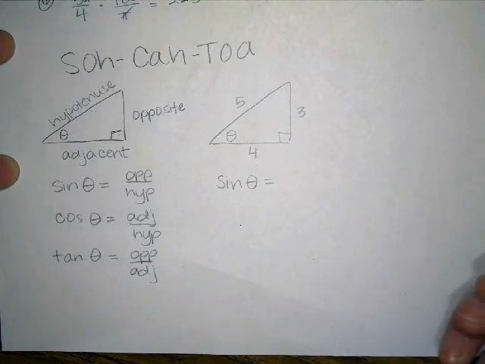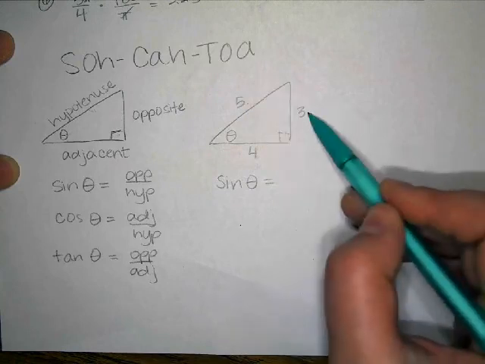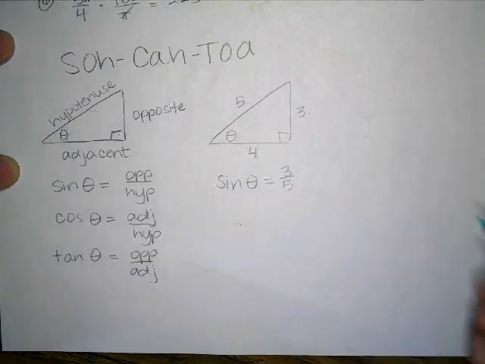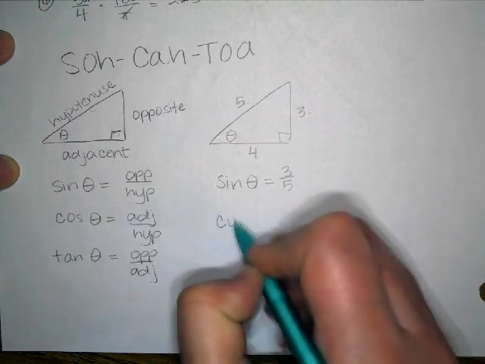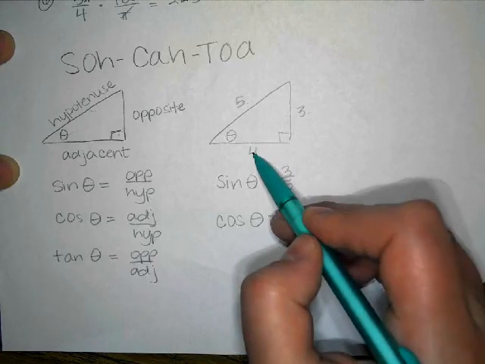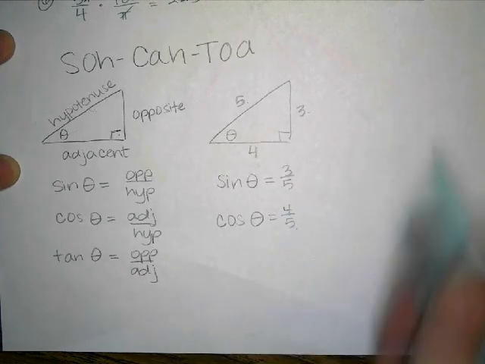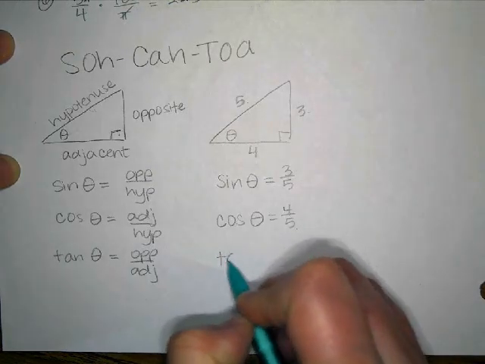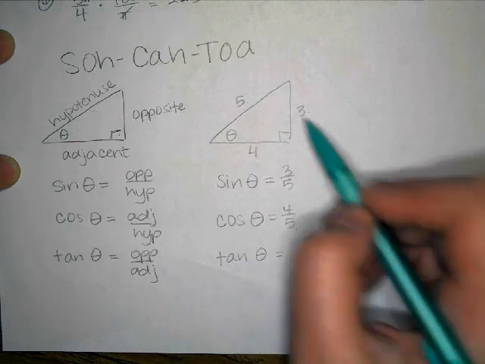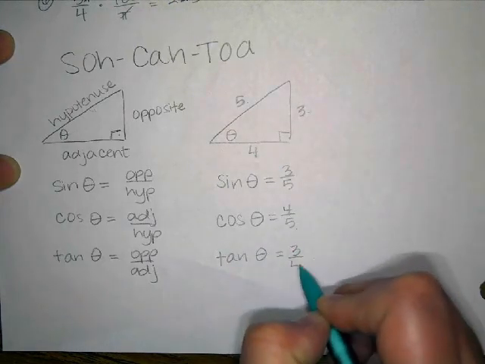Okay? What would you say for cos theta? You'd say adjacent over hypotenuse. You'd say 4 over 5. Okay? What would you say for tan theta? You'd say opposite over adjacent. You'd say 3 over 4. Okay. Any discomfort with any of that so far? No? That's reasonable.